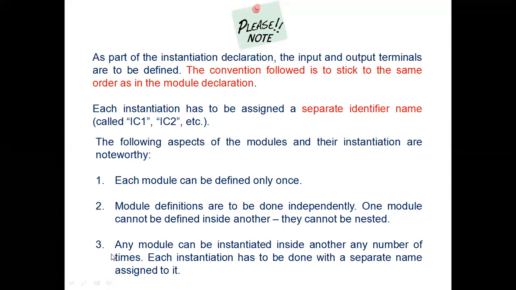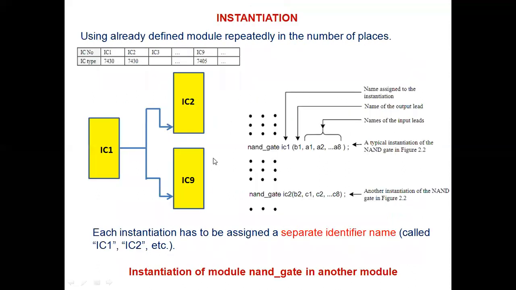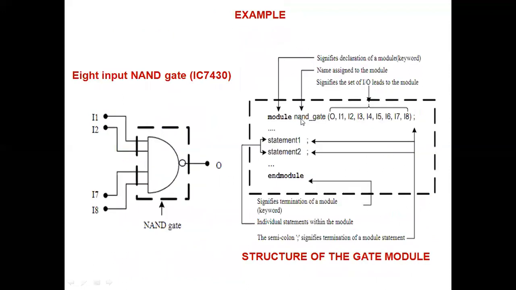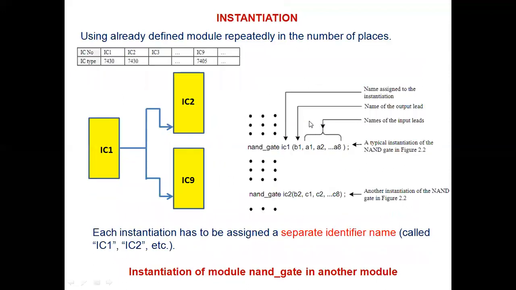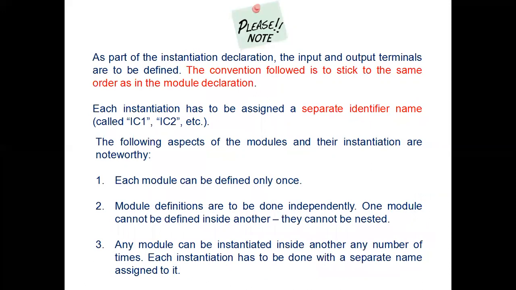Next, last thing. Any module can be instantiated inside another any number of times. Yes, we have done this already in the previous example. You have this NAND gate module with you. How many times have you instantiated it here? Two times. That we can do. Instantiation can be done any number of times, but a module definition inside another module definition should not be done. That you have to remember.